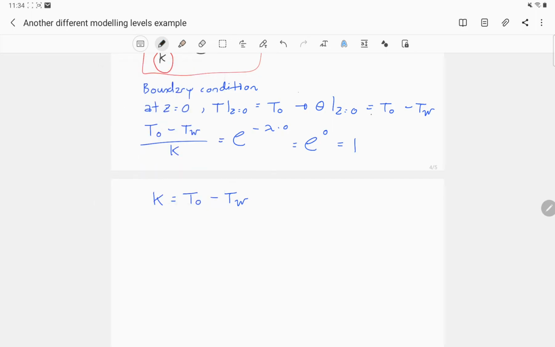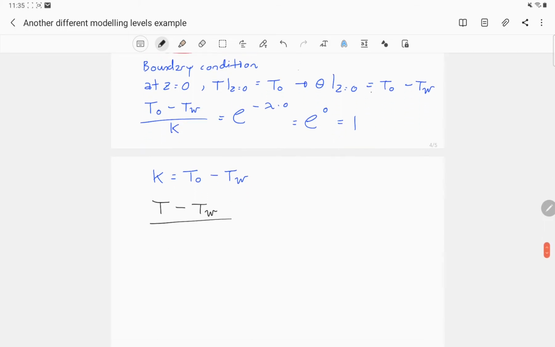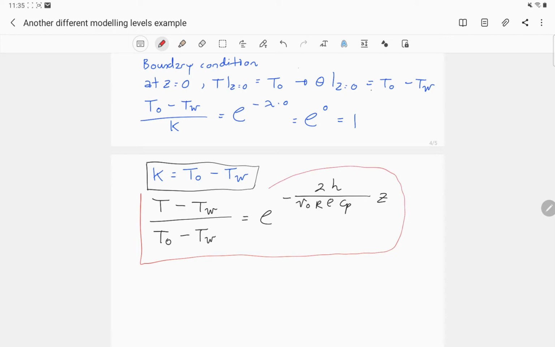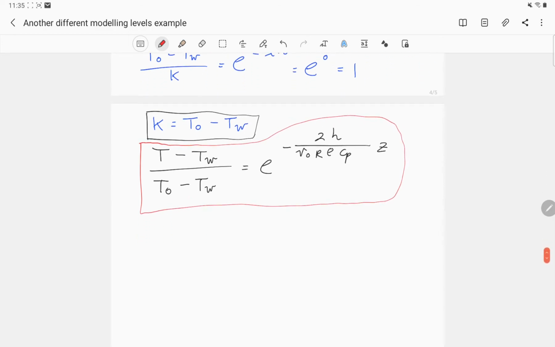Let me use a black pen. So T minus Tw divided by, so this is supposed to be k, right? You have to have a k in here. Then your k, you get it after you substitute your boundary condition. Your k is equal to T naught minus Tw. Then this is equal to exponential minus 2h divided by V naught R rho Cp times z. Okay. So let me give a clear mark in here that our solution is basically represented by this equation.